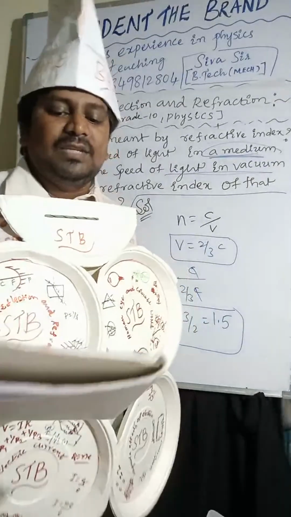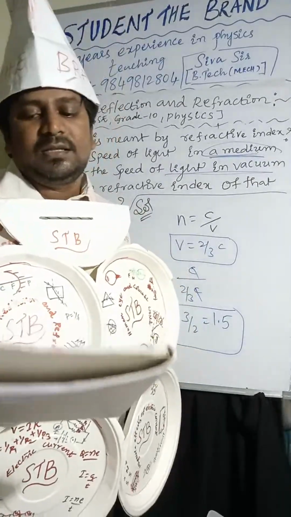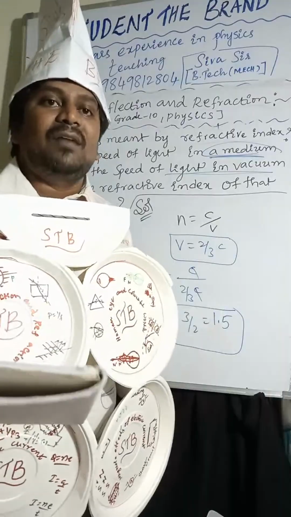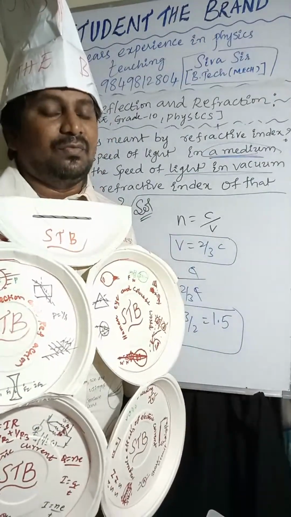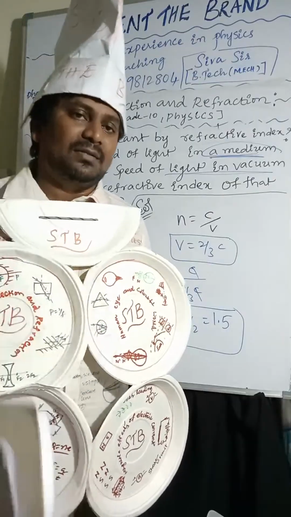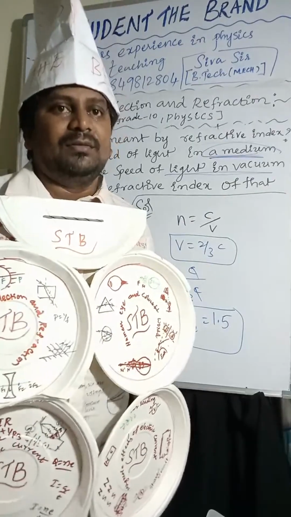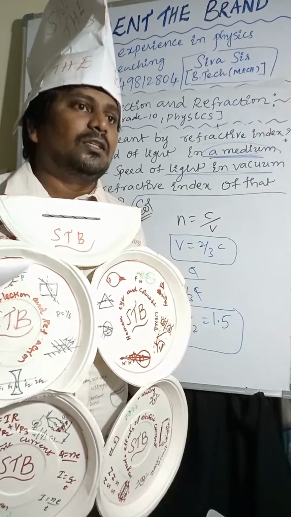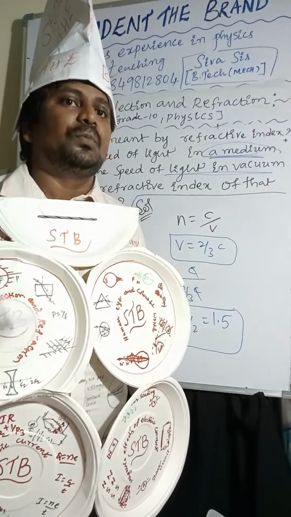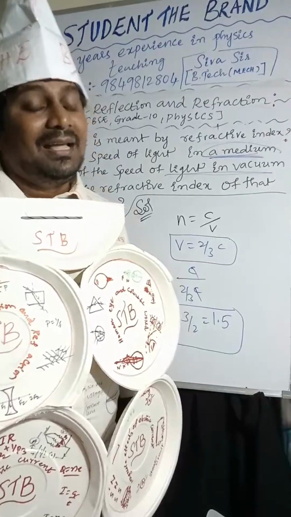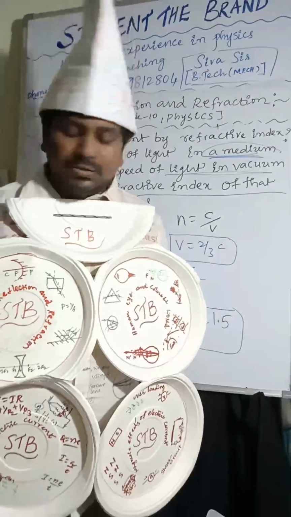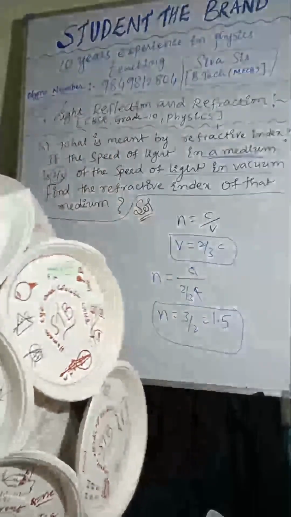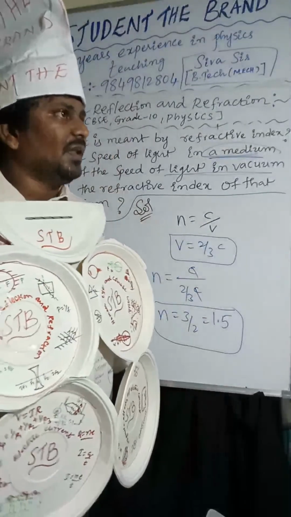What is the meaning of this statement? The meaning of the statement is that light travels 2.42 times faster in air than in the medium, than in diamond. So the speed of light is 2.42 times greater in air than in diamond. So that's the meaning.